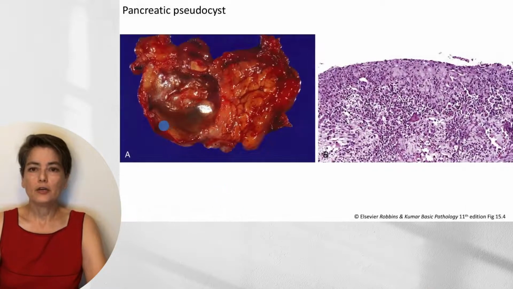So let's take a look here. You can see here this is the pancreas, and this is that pancreatic pseudocyst. Now they're typically rather small, but they can get up to 10 to 20 centimeters. And you can see here it's glistening and filled with fluid. On microscopic examination, you can appreciate there's no epithelial lining. We simply see mixed inflammation, some granulation tissue, and reactive fibrosis.